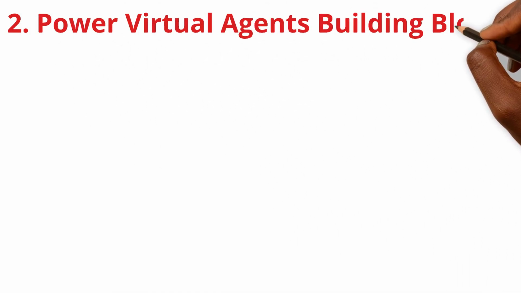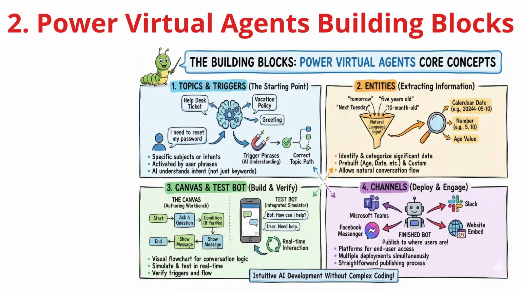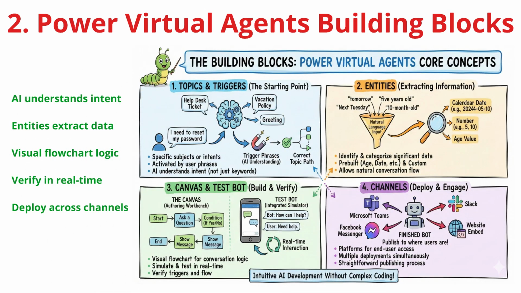Let's explore the building blocks of Power Virtual Agents' core concepts, designed for intuitive AI development without complex coding. It begins with topics and triggers, the starting point of interaction. Topics define specific subjects or intents, like a help desk ticket. They are activated by user phrases, using AI that understands intent, rather than just matching keywords to find the correct topic path. Next are entities, used for extracting information. They identify and categorize significant data from natural language input, like recognized dates or numbers, allowing for natural conversation flow.